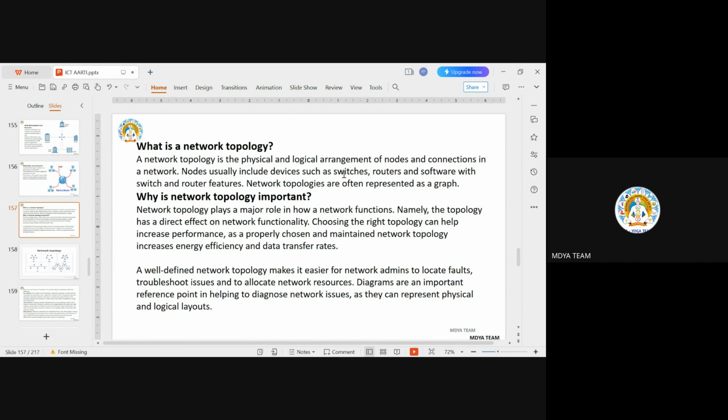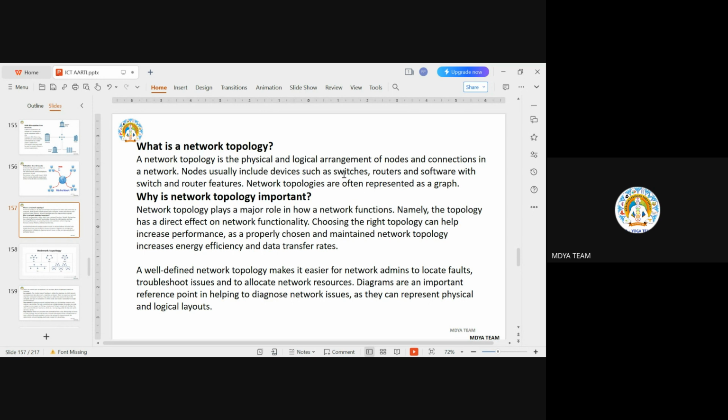Choosing the right topology can help increase performance, as a properly chosen and maintained network topology increases energy efficiency and data transfer rates. A well-defined network topology makes it easier for network admins to locate faults. So if a fault occurs somewhere in between the connections, you can easily find it with the help of this topology.